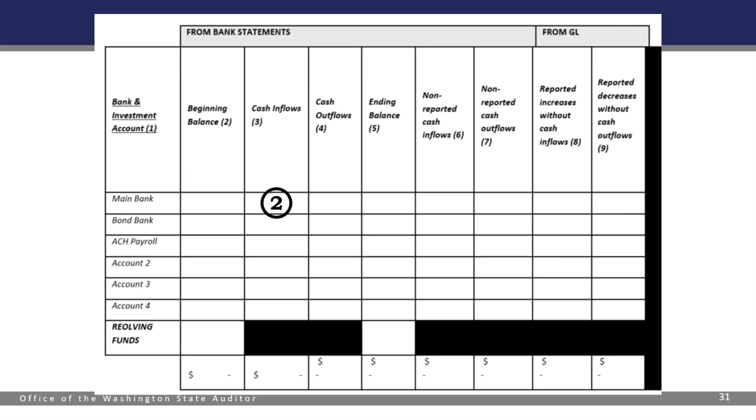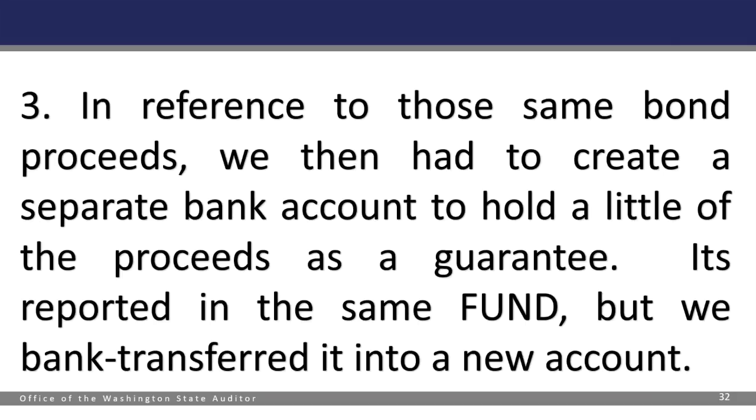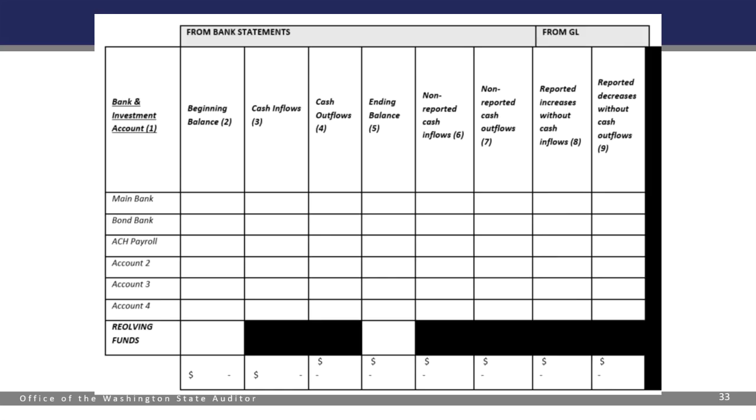Let's take that one a little bit further. 3. In reference to those same bond proceeds, we then had to create a separate bank account to hold a little of the proceeds as a guarantee. It's reported in the same fund on our financial statements, but we had to do a bank transfer into a new account. Okay, so the actual movement of money here, we had to reduce our main bank account by a portion of it to put into a bond bank account.